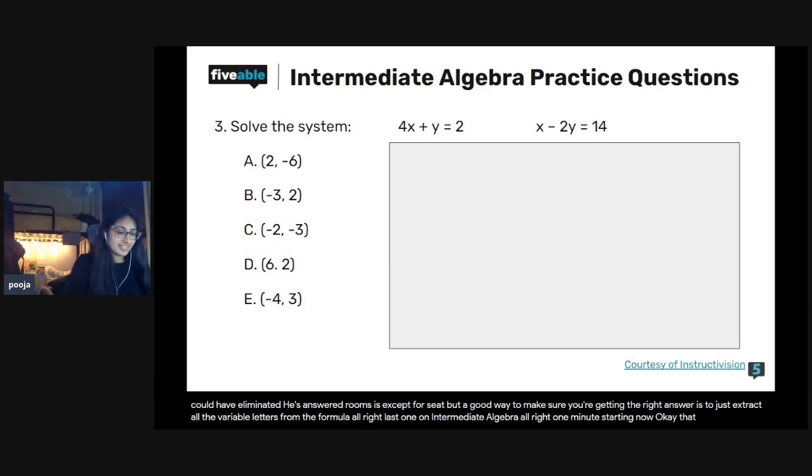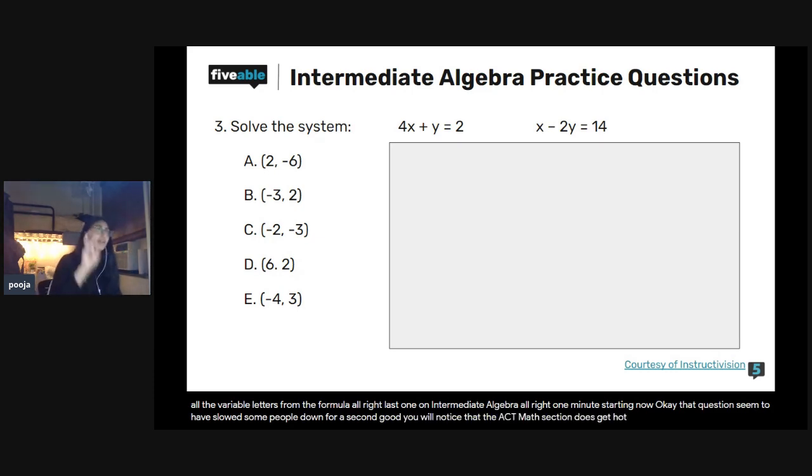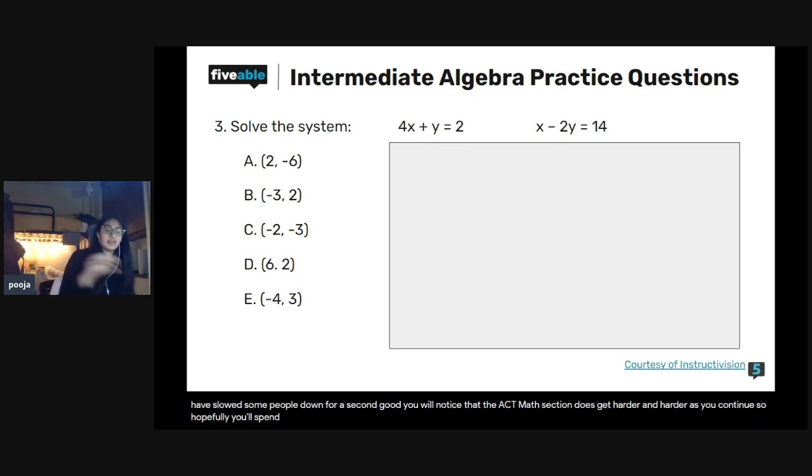Okay, that question seemed to have slowed some people down for a second. Good. You will notice that the ACT math section does get harder and harder as you continue. So hopefully you'll spend less time doing the questions in the beginning, so you'll have some extra bank time just in case a question happens to take you over a minute.